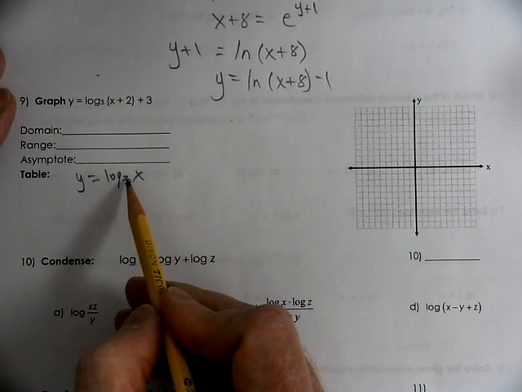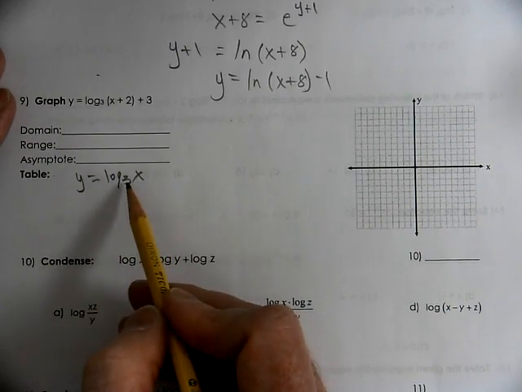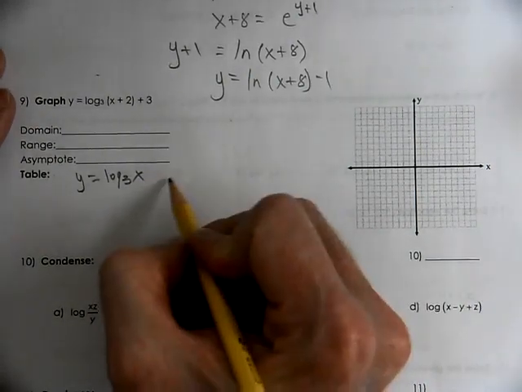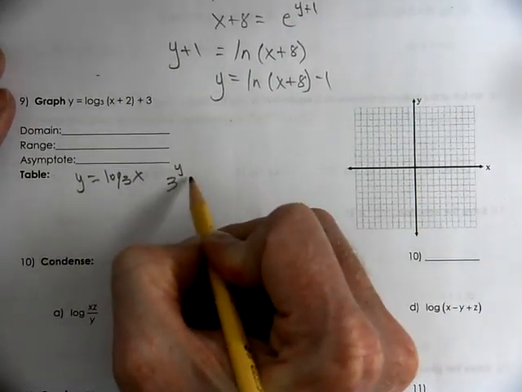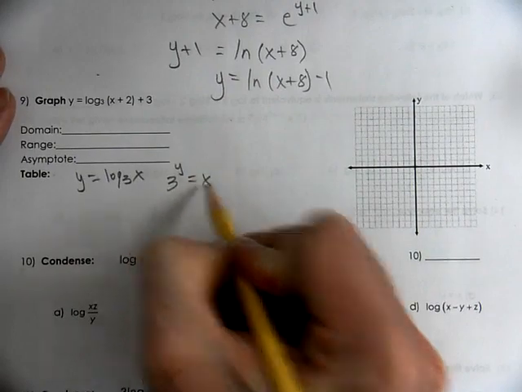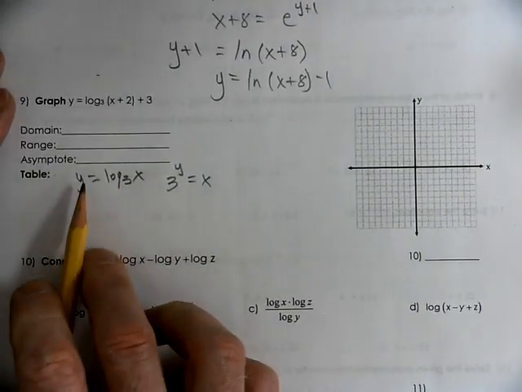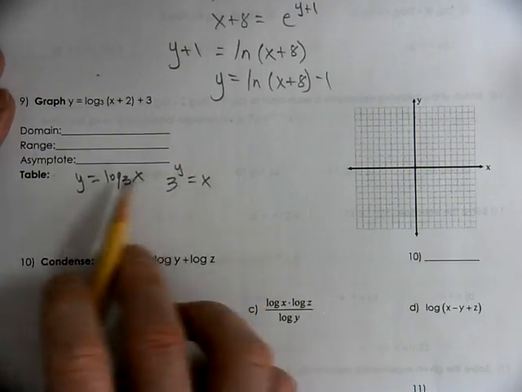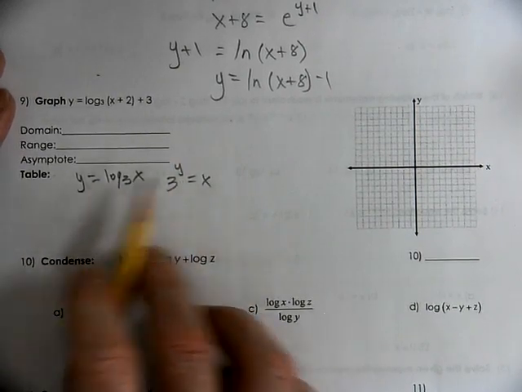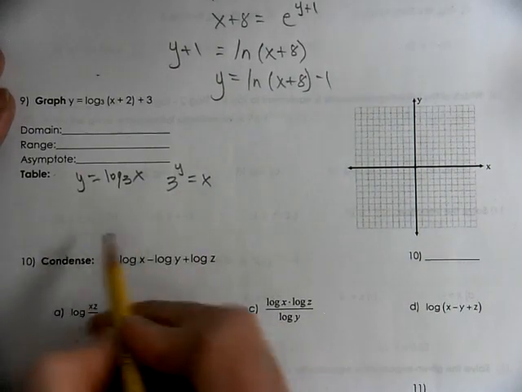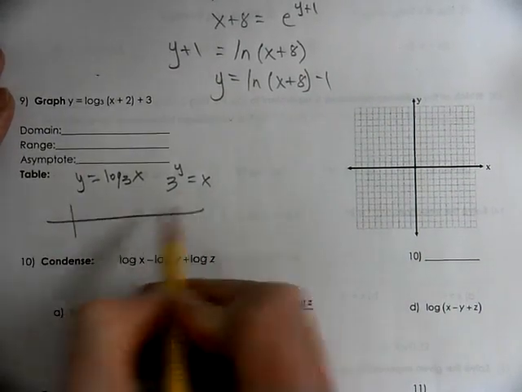To graph this, we want to write this in exponential form. So the base is 3. So this is 3 to the y power equals x. You know that a logarithm equals the exponent. These are not inverses of each other. This is exactly the way that it's written. It's just an exponential form. So we make our table.